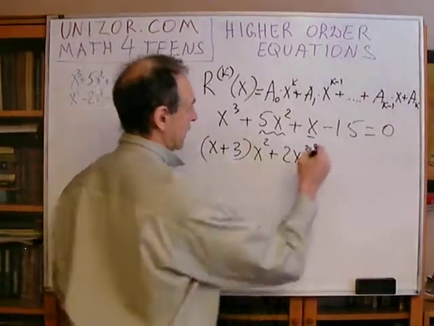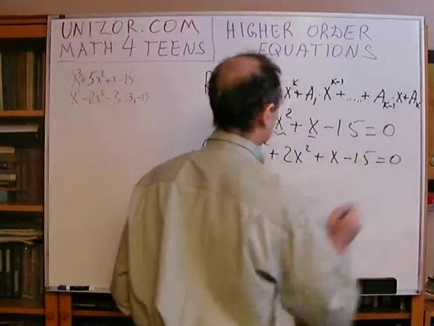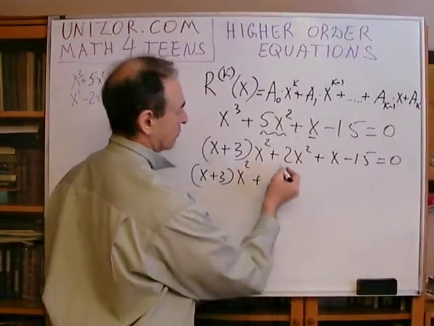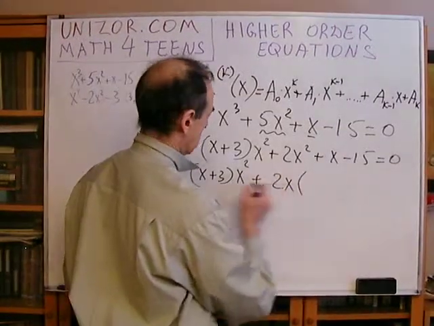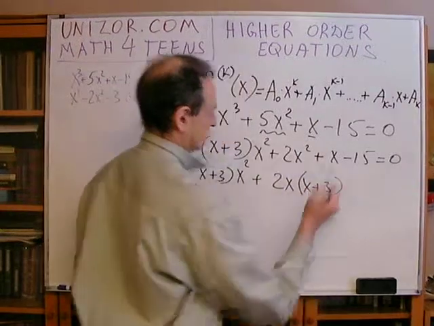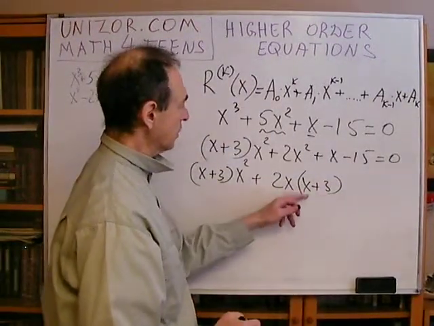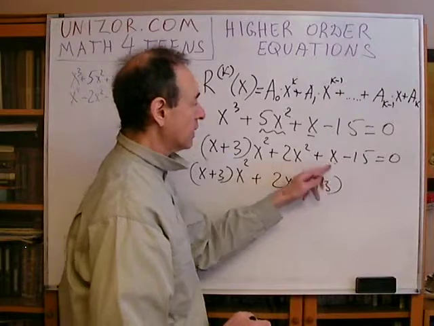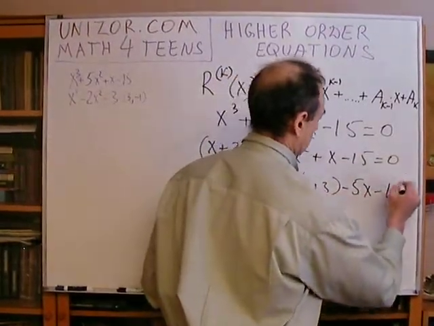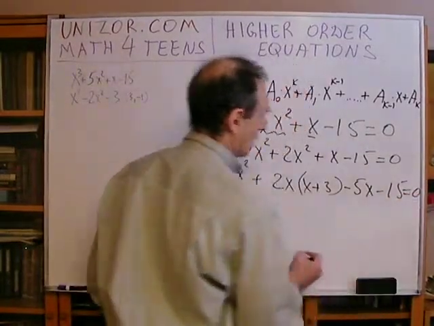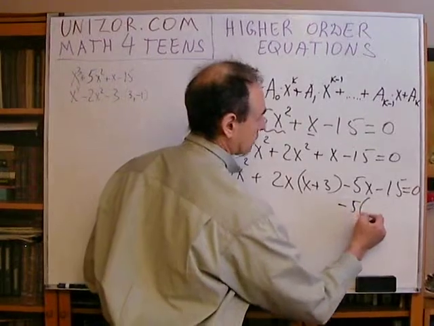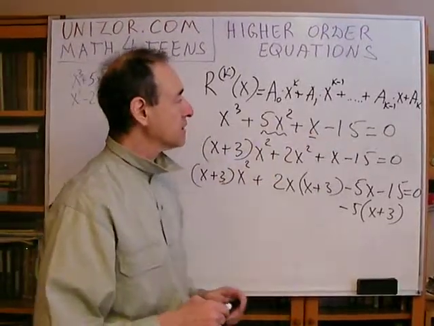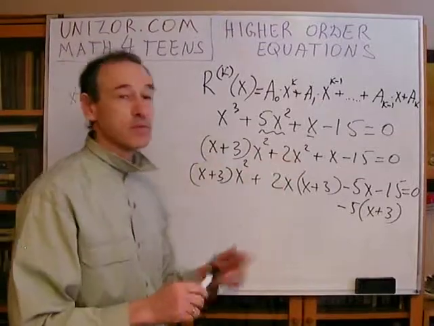Now, I have plus x minus 15 equals 0. Now, I have 2x squared, so I have to factor out 2x, and I need the same x plus 3, right? So what do I have here? I have 6x. Yes, 2x squared plus 6x. But I need only 1x, so I have to subtract 5x. And, lo and behold, if I factor out minus 5, I will have x plus 3. My guess is correct. So, by just trying to guess which one of the divisors of the free coefficient fits this type of schema, you'll be fine.